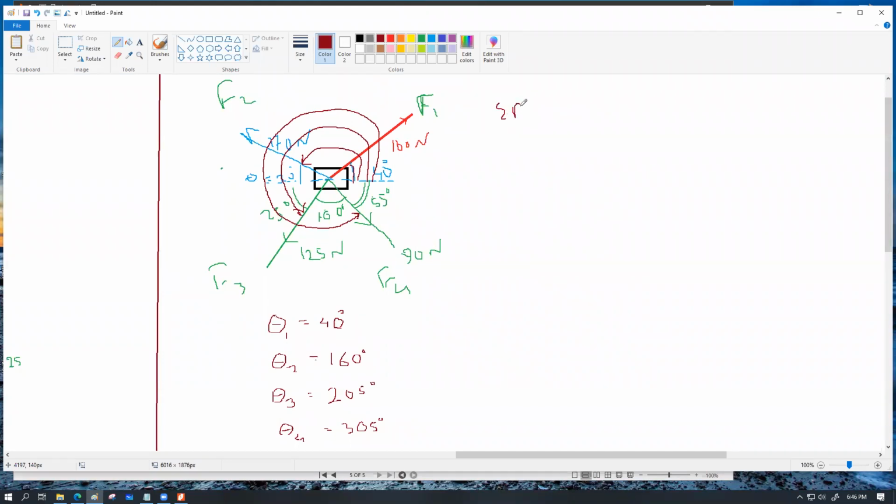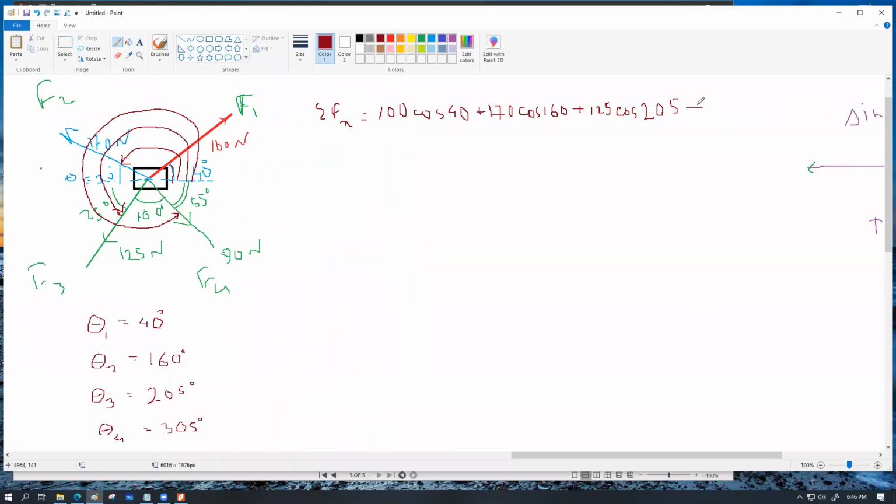Now the resultant force Fx can be very easily calculated as 100 cos 40, plus 170 cos 160, plus 125 cos 205, plus 90 cos 305. Calculate this whole thing in a single go in your calculator and give me this number in 5 significant figures.